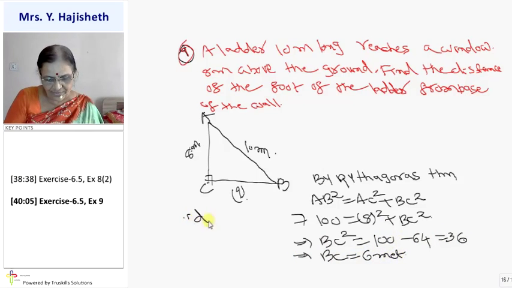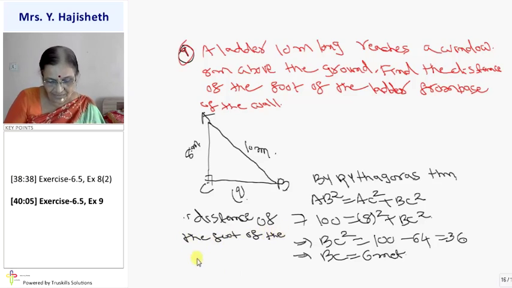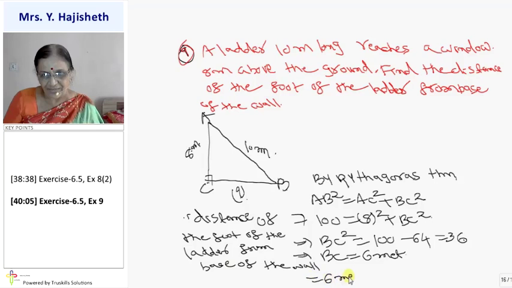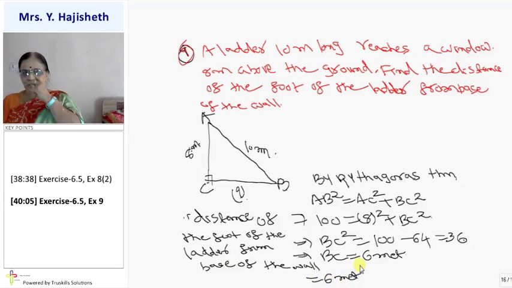So the distance of the foot of the ladder from base of the wall is equal to 6 meter. Clear? Got it? Distance of the foot of the ladder from base of the wall is 6 meter. Clear?